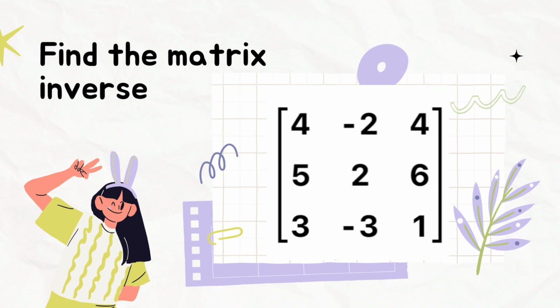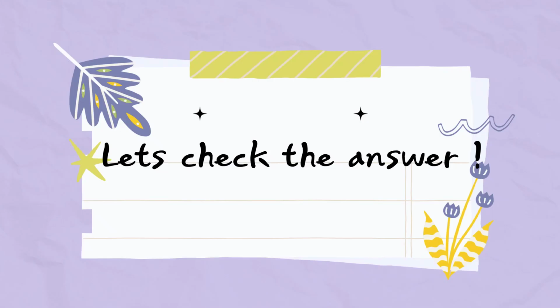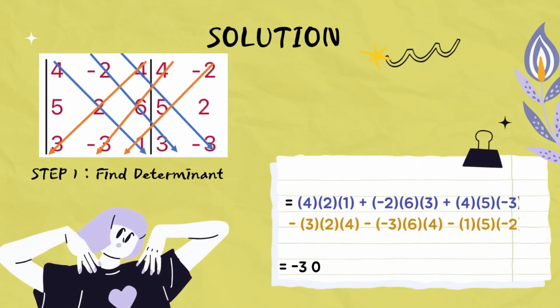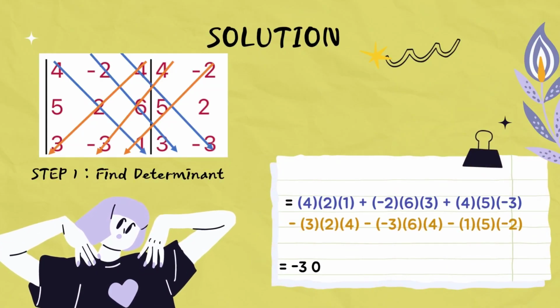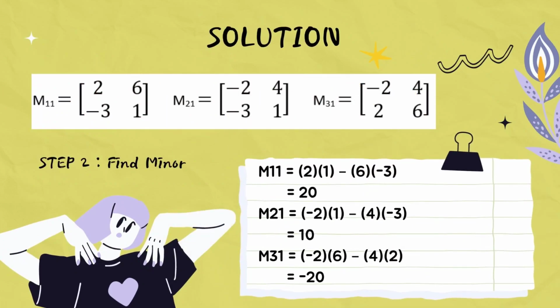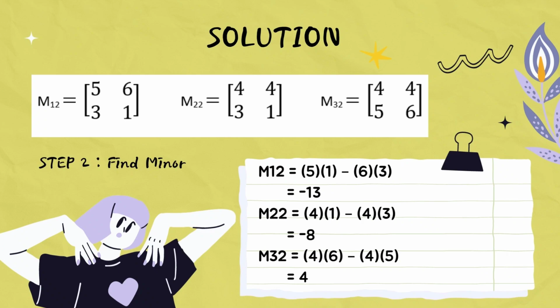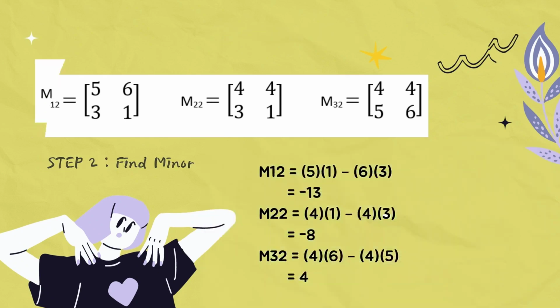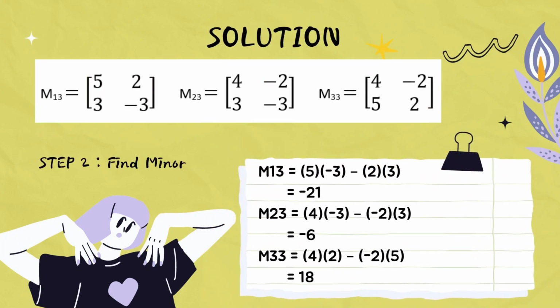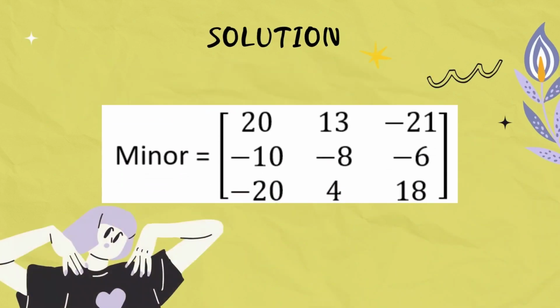So from the exercise that has been given, let's check the answer. First is determinant. The determinant is negative 30. For minor, M11 equal to 20, M21 is 10, M31 is negative 20, M12 equal to negative 13, M22 equal to negative 8, and M32 equal to 4. M13 equal to negative 21, M23 equal to negative 6, and lastly M33 equal to 18.